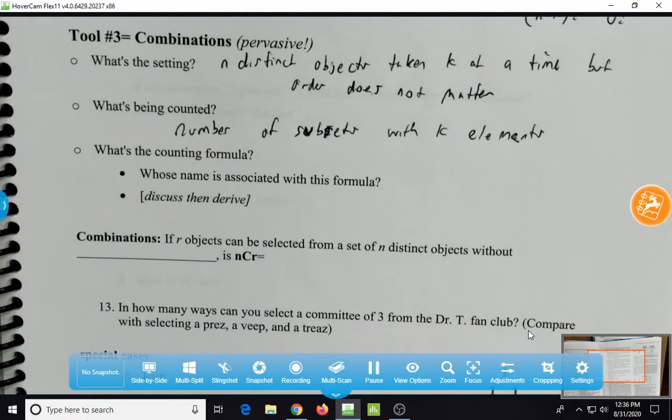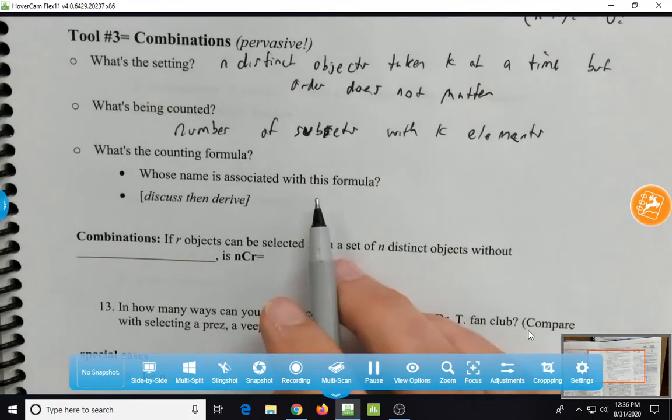Does the distinct objects part of the definition imply there's no replacement? Right. Yes. And we'll do an example where there are not distinct objects up here shortly.